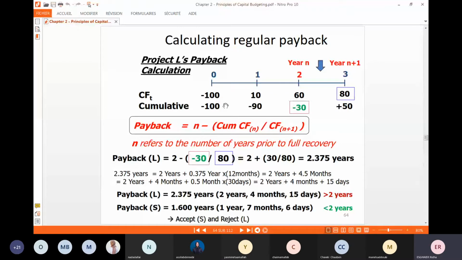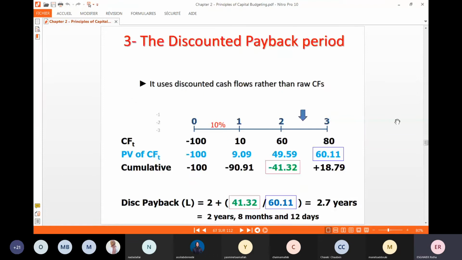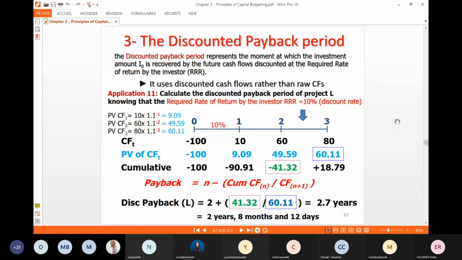So to correct this regular payback, to take into consideration the time value of money, we will compute what we call the discounted payback period. A discounted payback period discounts the cash flows before computing the cumulative cash flows. This is its principle. So here we need a discount rate. How will we call it? This discount rate is called the required rate of return. Triple R, RRR, required rate of return.